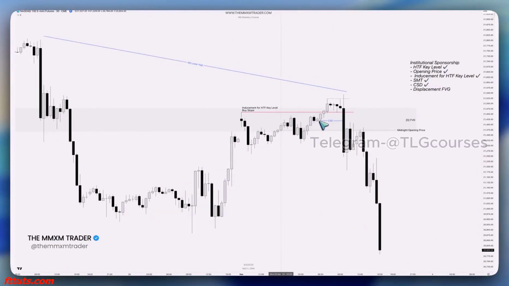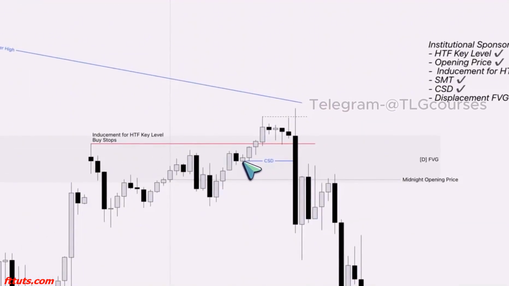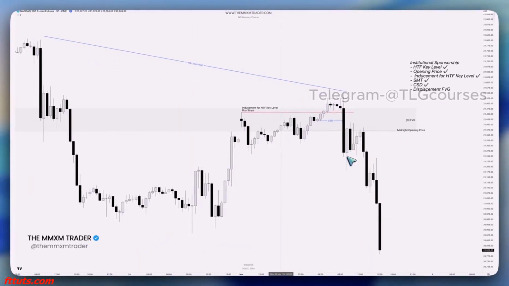We then have a change in the state of delivery, which occurs. It's the collection of up-closed candles that trade into the liquidity, the buy stops, right? When we close below the bodies, it doesn't have to be the wick. When we close below the bodies of the lowest up-closed candles when bearish, that is a change in the state of delivery. And then do we form a displacement?